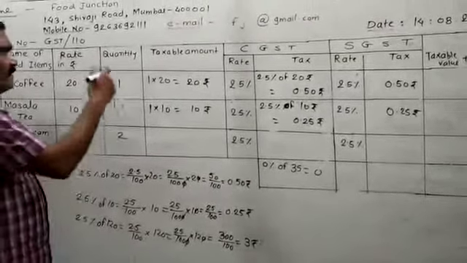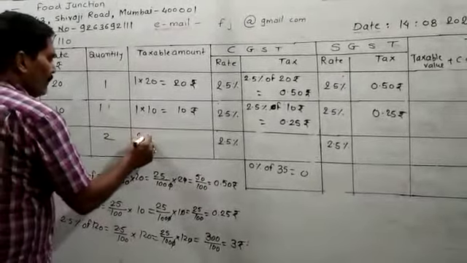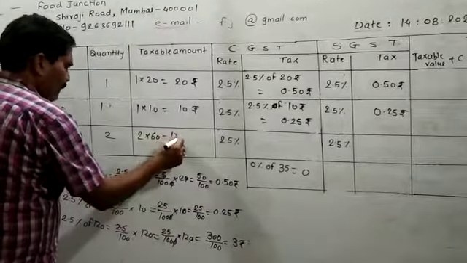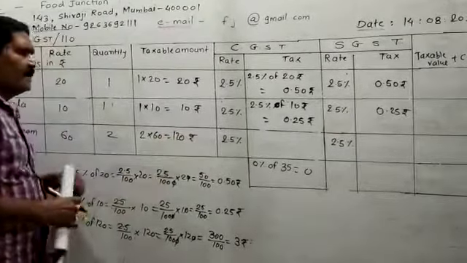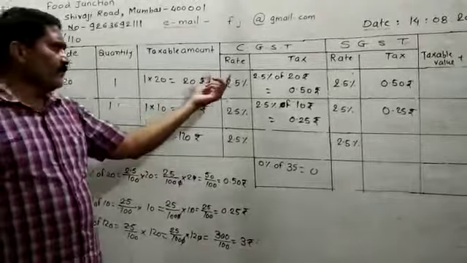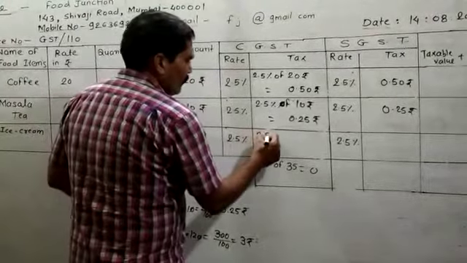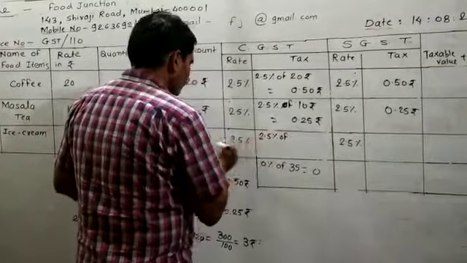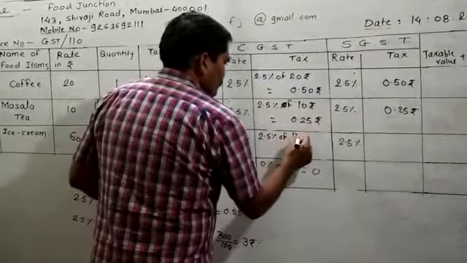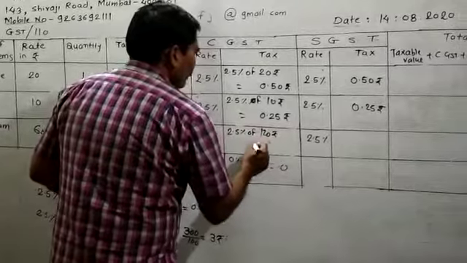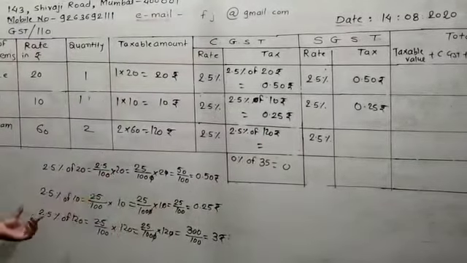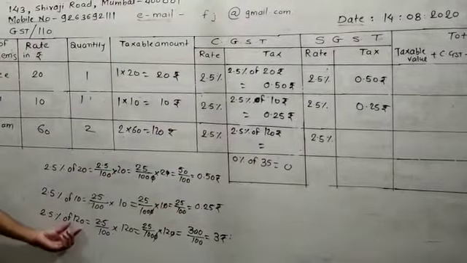At that time the taxable amount is equal to 2 multiplied by 60, which is equal to 120 rupees. This is the taxable amount. And the rate of CGST on this taxable amount is 2.5% of 120 rupees. If you want to find out 2.5% of 20 rupees, in this way you have to find out 2.5% of 120 rupees.